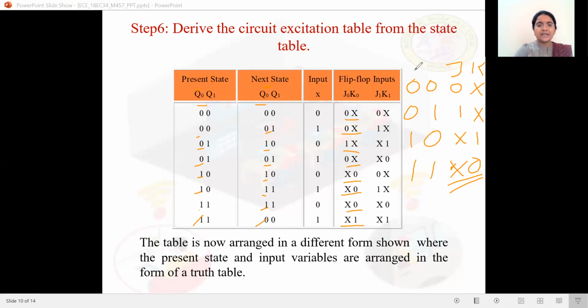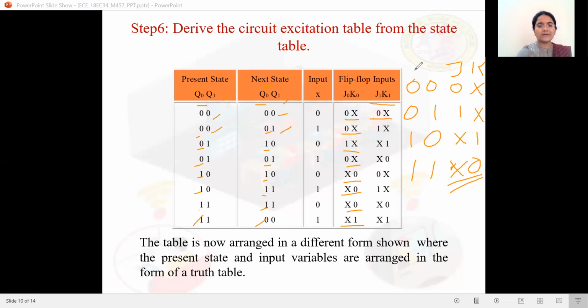This is for the first flip-flop, and then the other flip-flops we have to check. Q1 and Q1 plus are the present state and next state. And what are the inputs for that flip-flop? J1 and K1. Here, when Q1 is 0 and Q1 plus is 0, the input for the flip-flop is 0x.